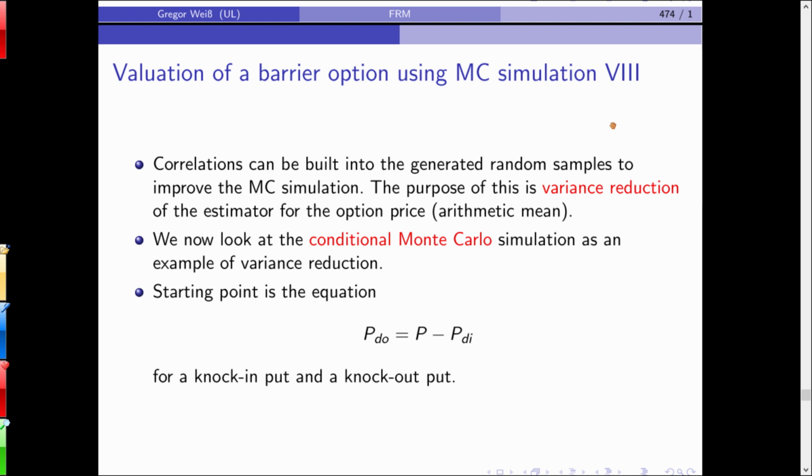We can also use correlations and build them into the random samples to improve the Monte Carlo simulation. And this is used to reduce the variance of our estimator. So we're now looking at conditional Monte Carlo simulation. First of all, we start with the equation that the down and out price is equal to the price of a regular put minus the down and in price.